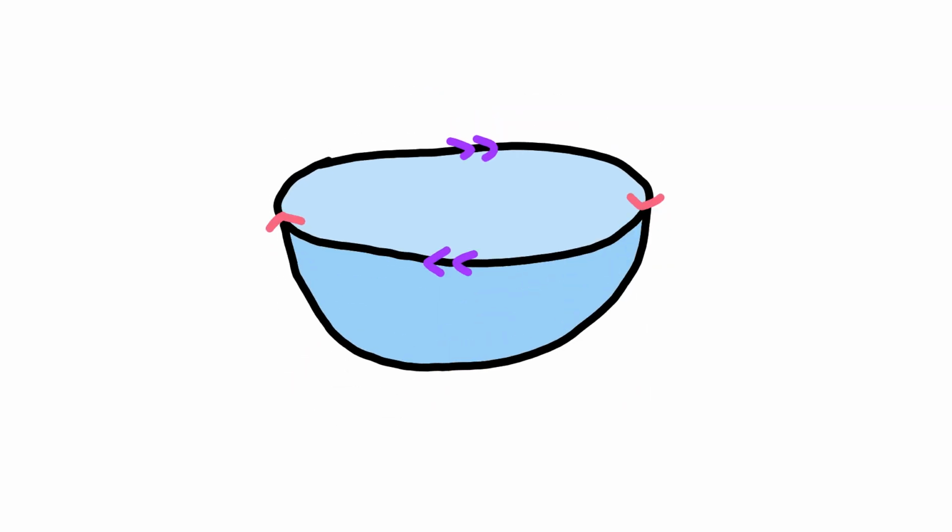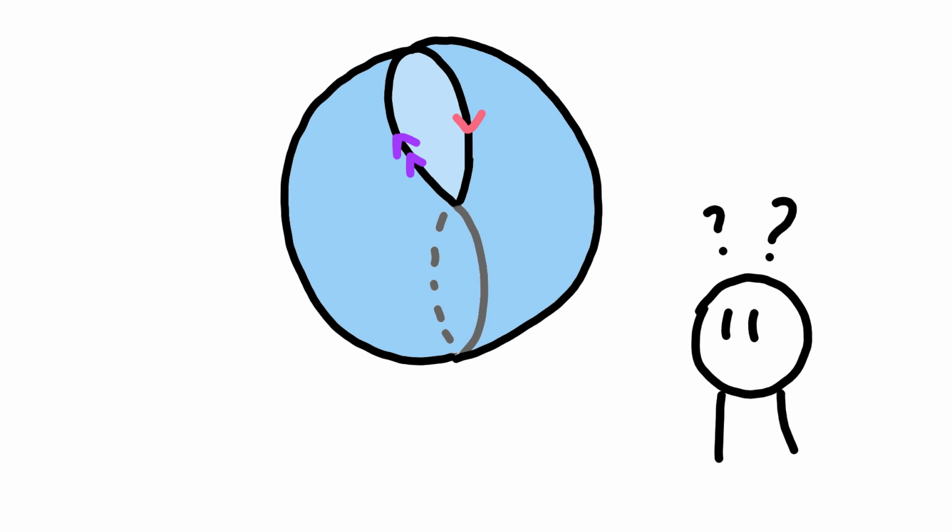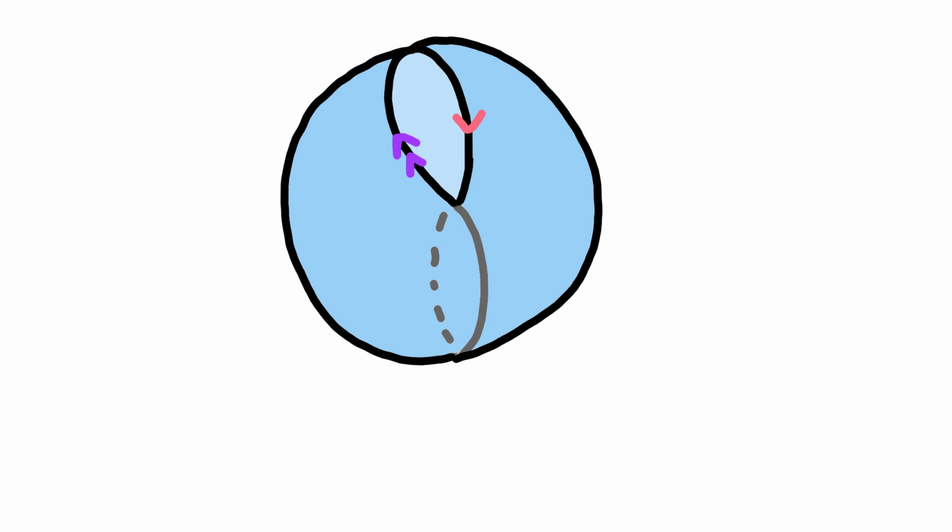But we don't have to glue the edges in the same direction. If we instead glue a pair of opposite edges of a square, but flip one of them around, we'll get what's called a Mobius strip. This twisty strip only has one edge and one side. If we do this to both pairs of opposite edges, we'll get what's called the real projective plane, abbreviated to RP2. Yeah, this one's a bit weird.